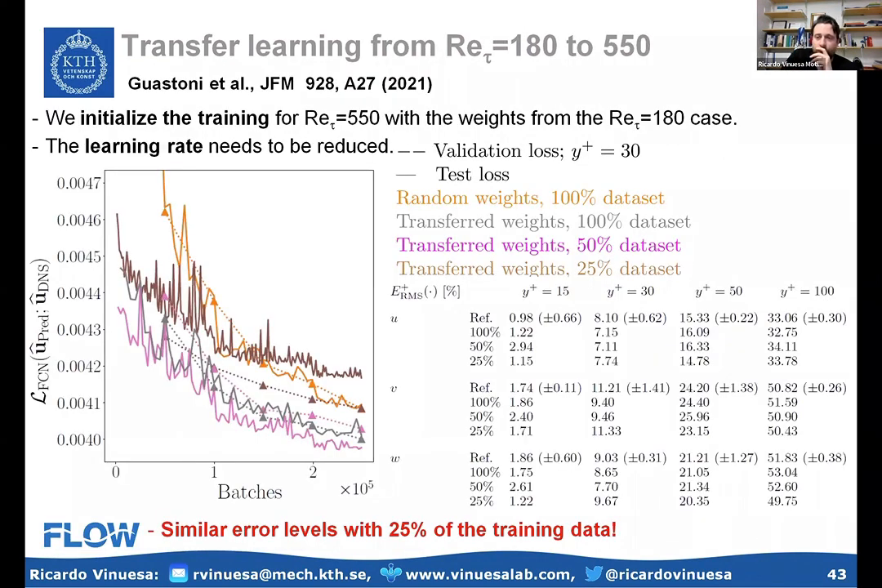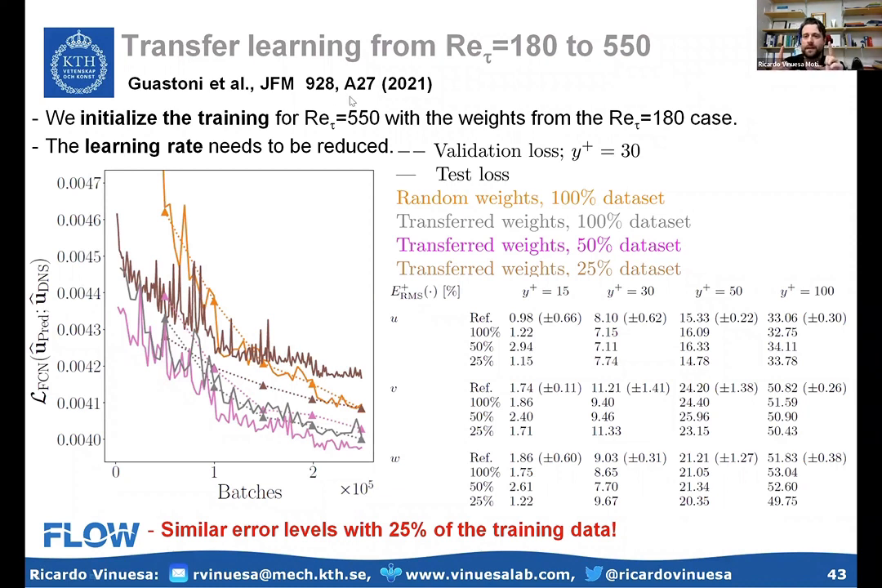Another example of transfer learning, which is also quite promising, is going from low to high Reynolds numbers. This is an example that I like very much. And this is again also shown in the JFM paper, Journal of Fluid Mechanics. So you can actually see the full reference here.